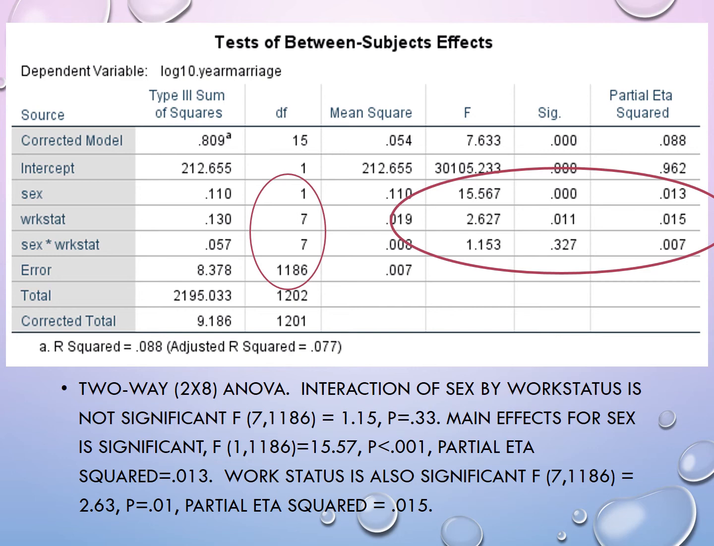So the main effect of sex or gender there is 15.57. That's significant, p less than 0.001. And the partial eta squared of about 0.02. And then the work status one also has an F value that is significant. So it's 2.63, and its significance is 0.01, and a partial eta squared of about 0.02 also.